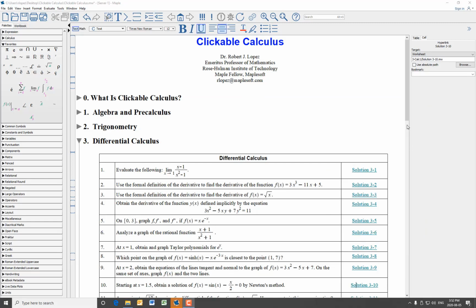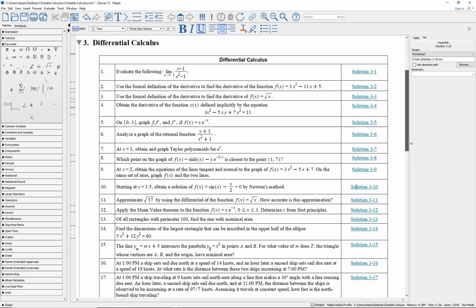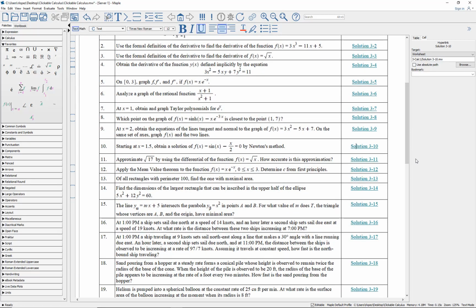Another application of differentiation appears in constrained optimization. Here's a pretty standard problem in constrained optimization. Find the largest rectangle that can be described in the upper half of this ellipse, and it goes without saying that the sides of the rectangle are parallel to the coordinate axes.